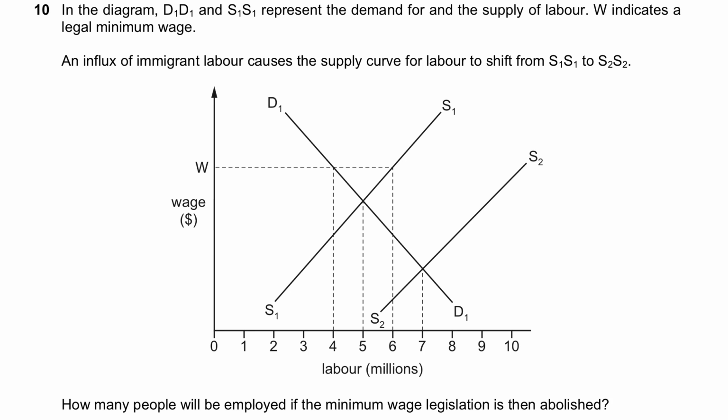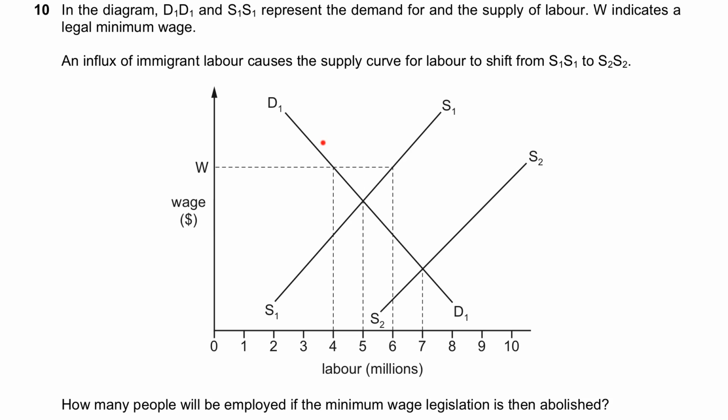In question 10, it says in the diagram D1 and S1 represent the demand for and supply of labor. W indicates the legal minimum wage, so this W is the legal minimum wage, and D1 and S1 is the demand and supply for labor. An influx of migrants causes the supply to shift to the right. The new supply curve is S2. How many people will be employed if the minimum wage legislation is abolished?